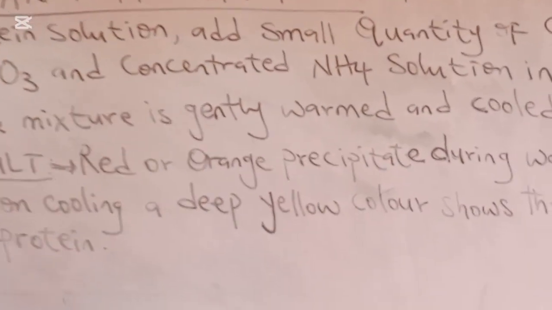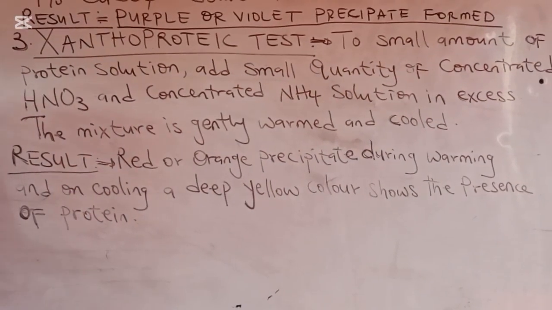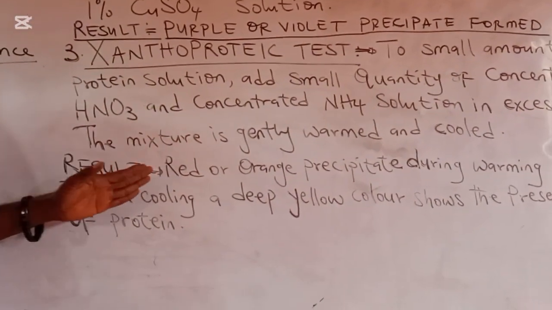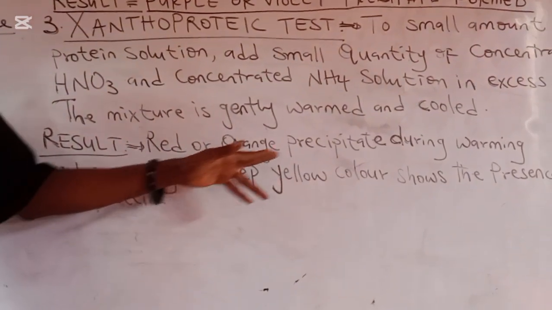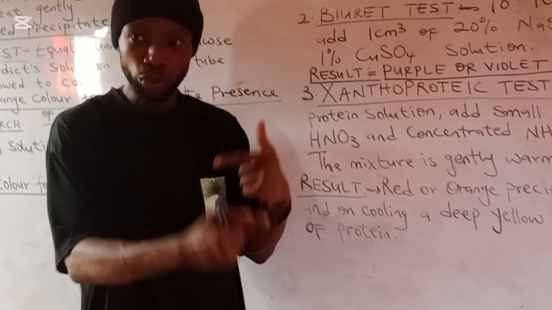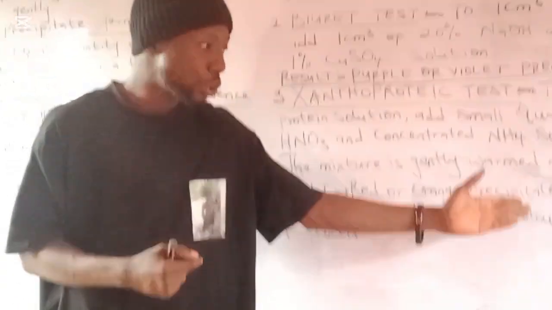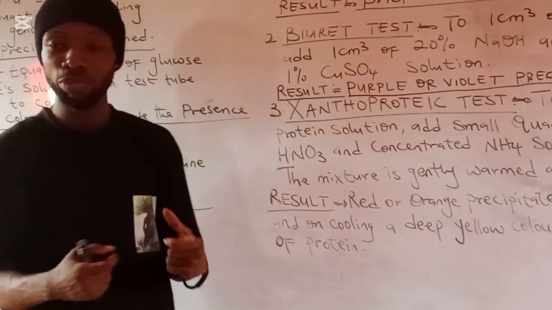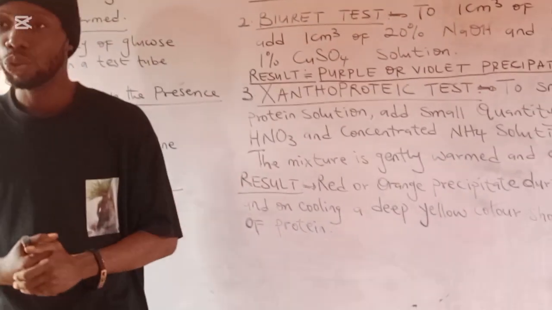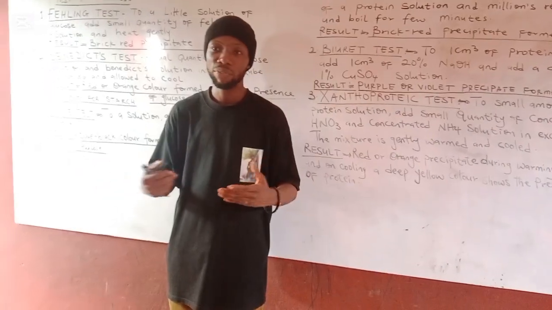On this test, when you heat gently, you have to allow it to cool. During heating, the color change is a red or orange precipitate formed. Then when you allow it to cool, a deep yellow color shows, and that shows the presence of protein using the xanthoproteic test. So this is all we have for now.